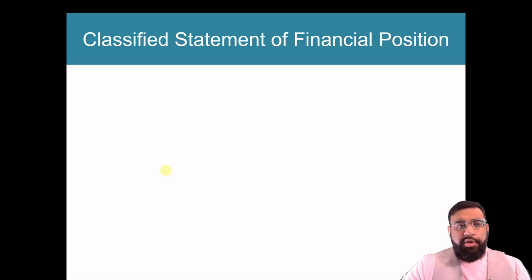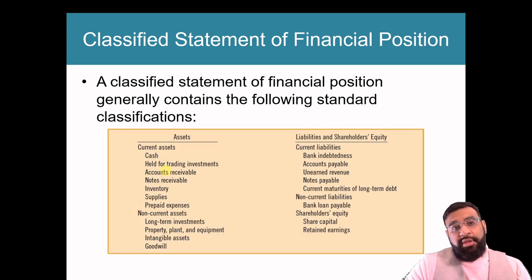In this video, we're going to talk about the classified statement of financial position, or in other words, the balance sheet, or the classified balance sheet, or even the consolidated balance sheet. Once again, we have different terms for the same thing. So essentially, the main accounting equation within the balance sheet is assets equals liabilities plus shareholders' equity.